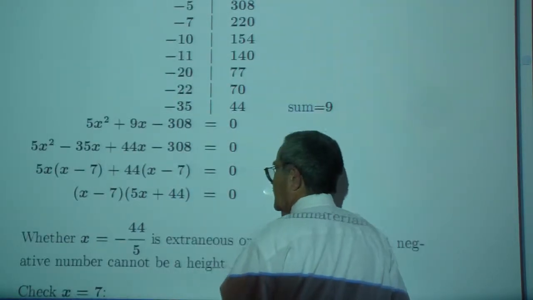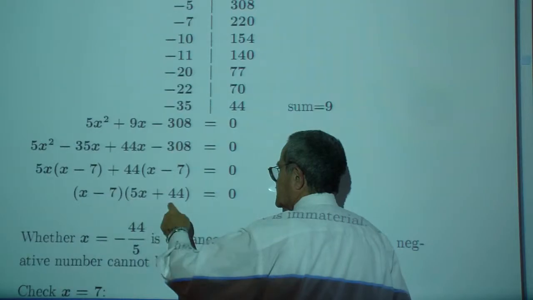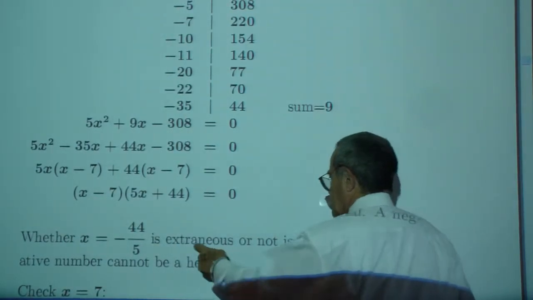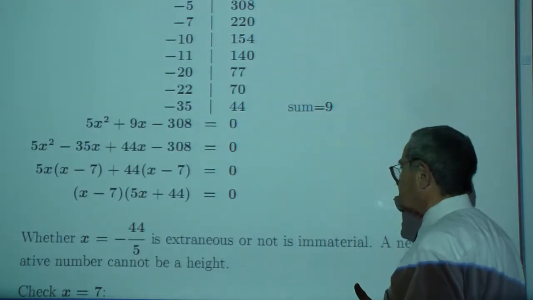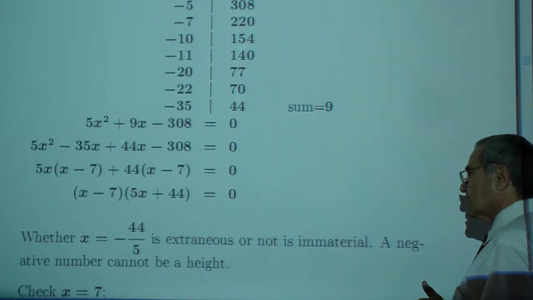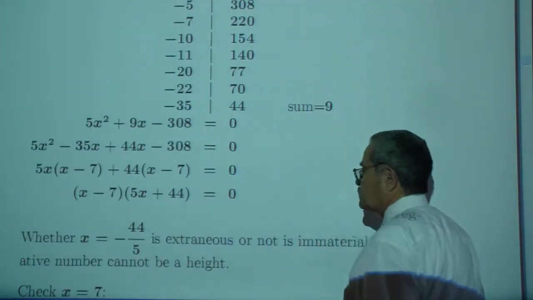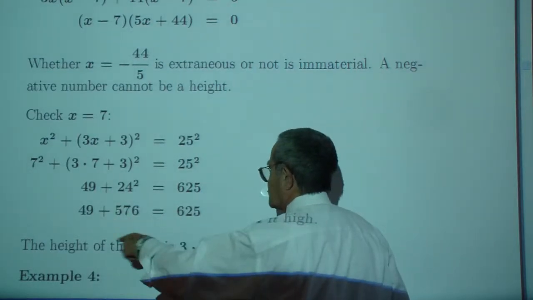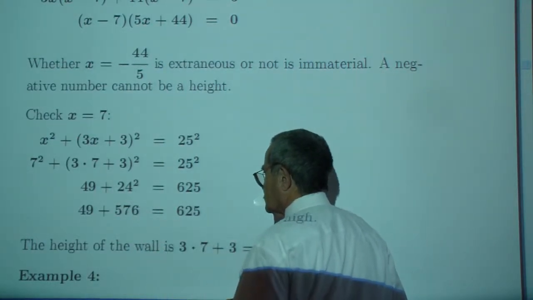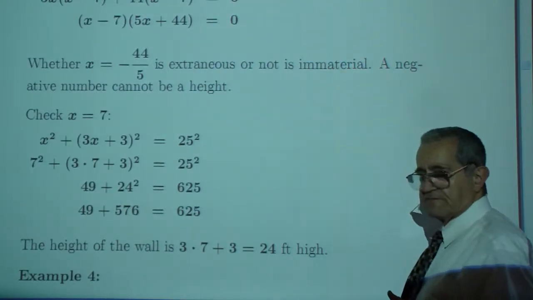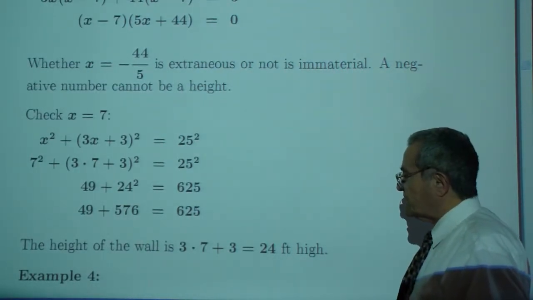Factor. And you get one answer which is 7, one answer which is negative 44 over 5. That negative answer is extraneous because the height cannot be a negative number. So check 7, and 7 actually works out. So the height of the wall is 24 feet. The wall is 24 feet high.